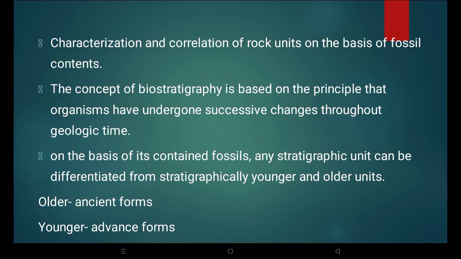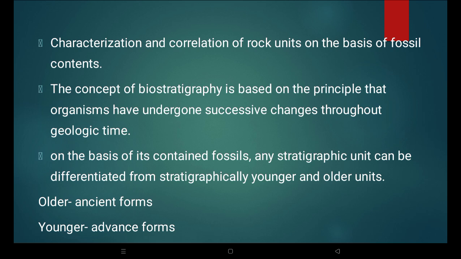So first, what is biostratigraphy? Biostratigraphy is simply the branch of stratigraphy that deals with the characterization and correlation of rock units on the basis of their fossil contents. So this is very simple: as we classify rocks on the basis of their minerals, color, texture, here we classify the rocks on the basis of their fossil content. We will classify the rock strata on the basis of their fossil content.